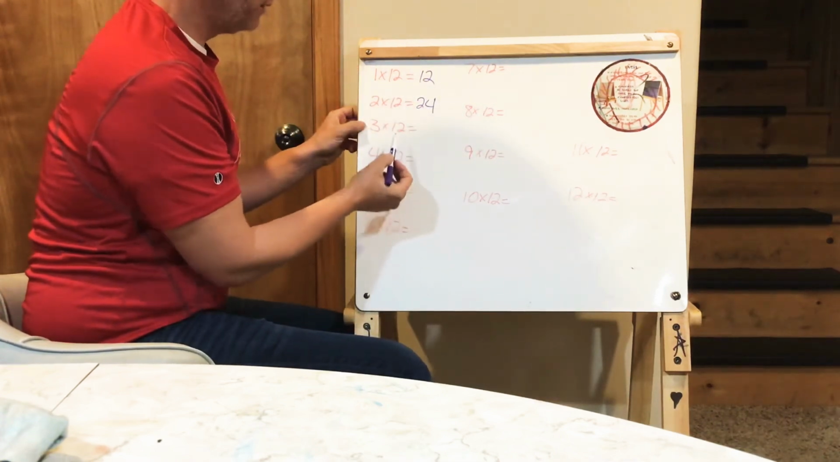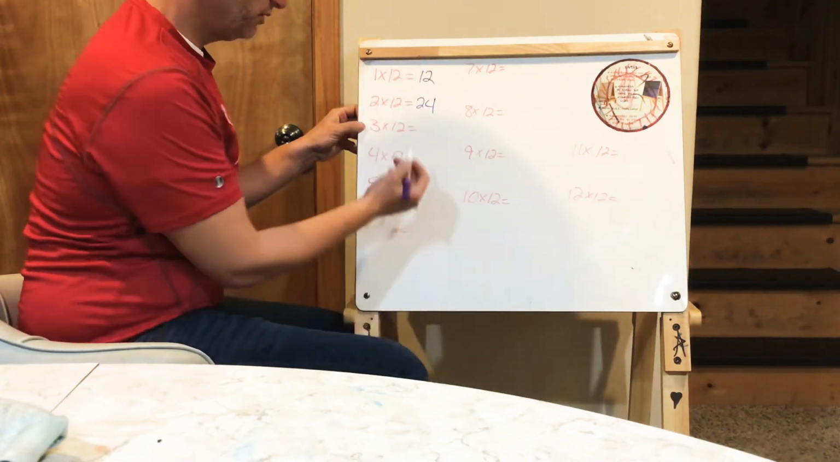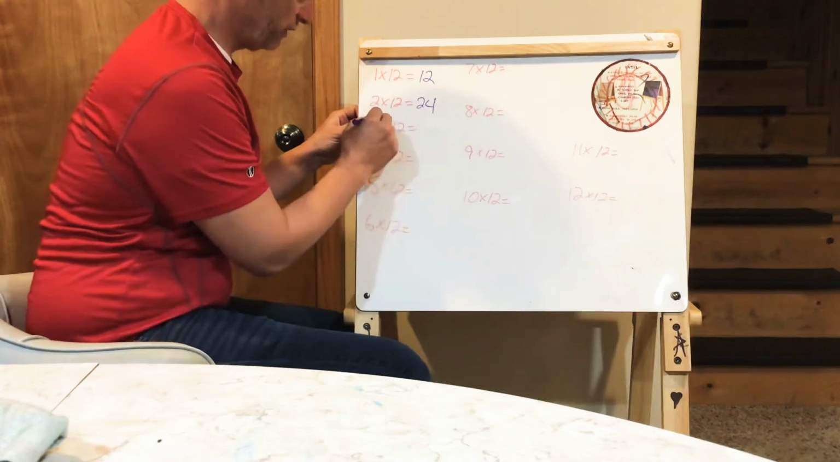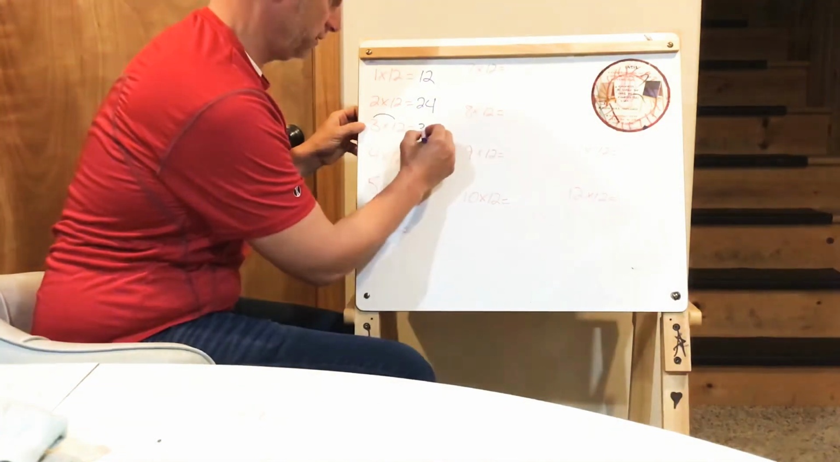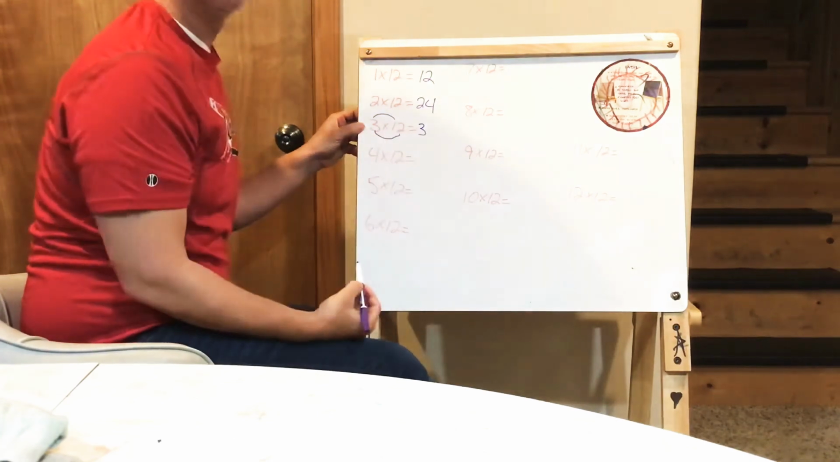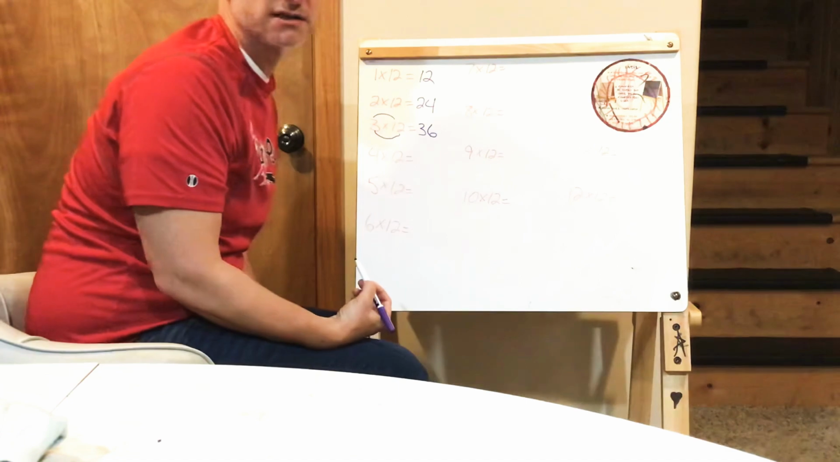3 times 12. Now I'm going to start showing you a trick we can do for the bottom 4 numbers. 3 times 12, think of it this way. Go 3 times 1. You know 3 times 1, that's 3. And then we're going to go 3 times 2. 3 times 2, you know, that's 6. So 3 times 12 is 36.